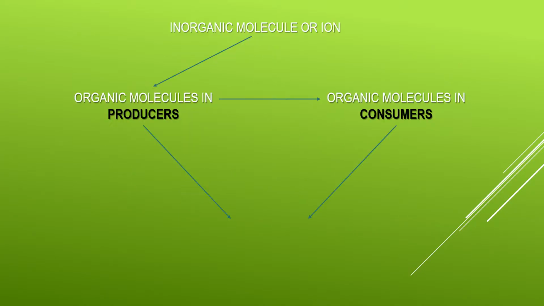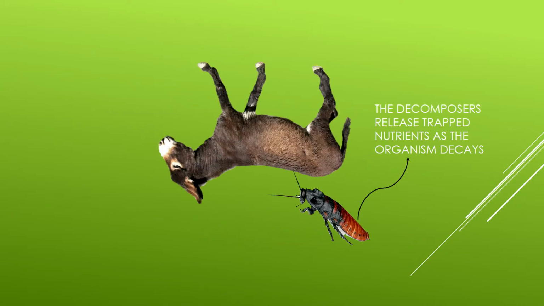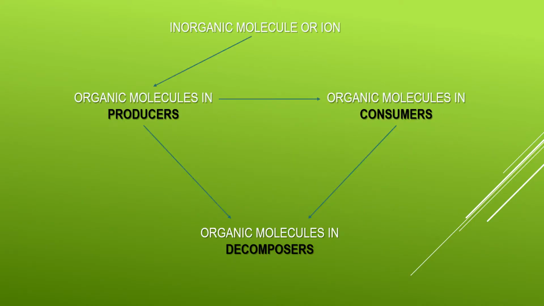Next, they will die and the decomposers will get the organic molecules. Therefore, the decomposers will release the trapped nutrients as the organism decays. Some of the nutrients are released back into the soil, some are released into the atmosphere. And then the nutrients would start the cycle again.